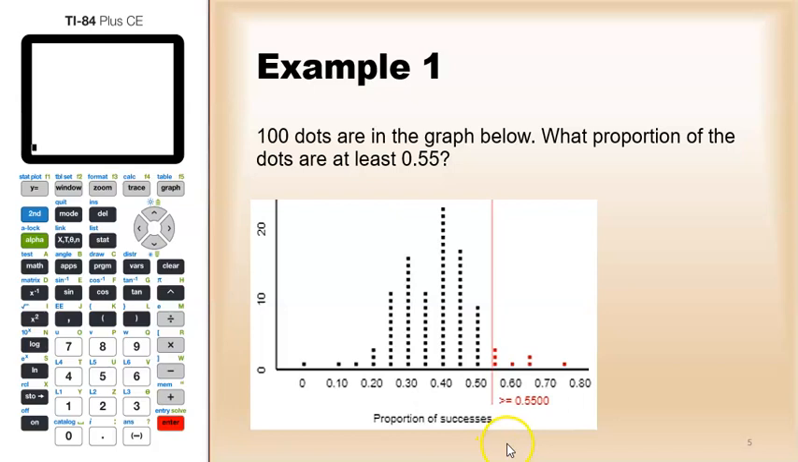So to answer a question like that, we need to go where 0.55 is along the horizontal. So here's 0.5, 0.6, so 0.55 is where you see this vertical line. And we count. There is 1, 2, 3, 4, 5, 6, 7 dots that are 55% or more. So we see 7 dots out of the 100. That means the proportion is 7 out of 100, or 0.07.